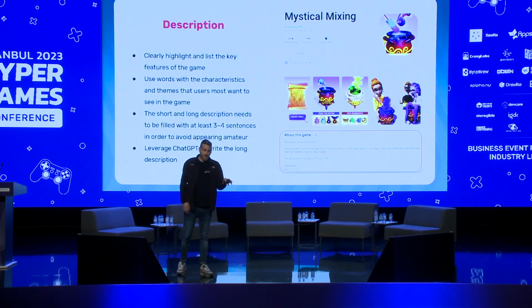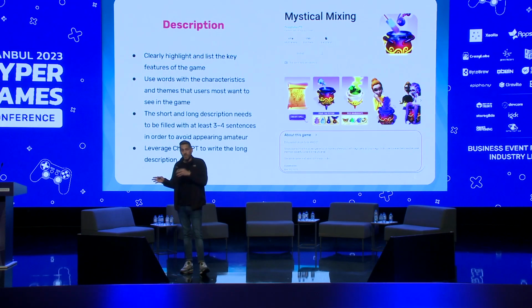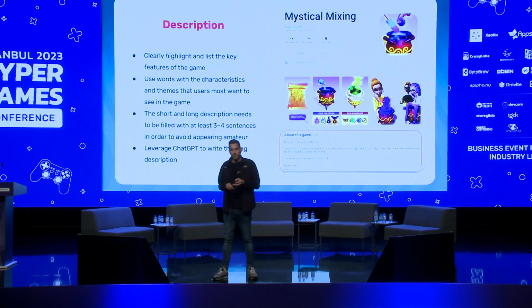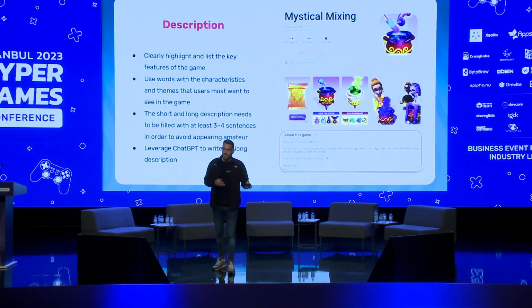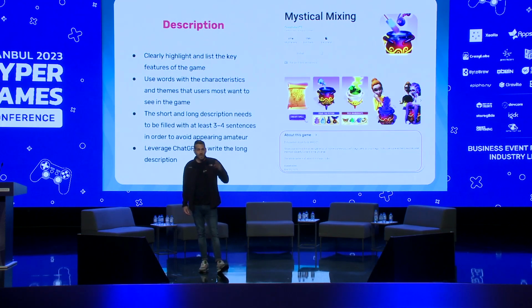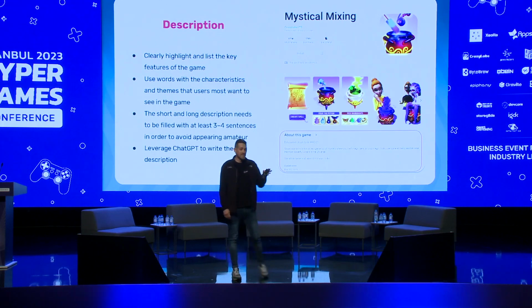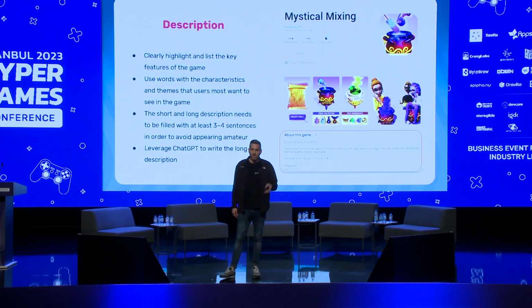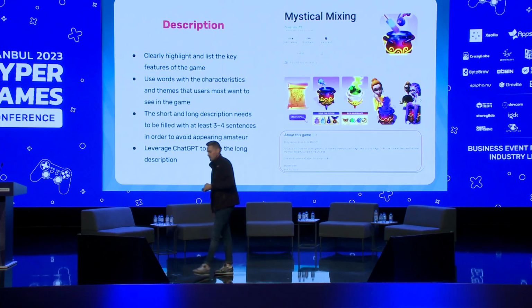So besides making sure you're including all the features and all the progress that you will have in your game, make sure that you have good keywords inside the description for users who search for the game. So for example, a game like Mystical Mixing probably should have the words mystical, mixing, magic, creature. Those kinds of words will help the user to find the game when they're looking for it. I would say the description should be around 3 to 4 different sentences, at least. It should not be too long, but definitely not too short. And if you're not the best copywriter, go for ChatGPT. It's a great place to generate a description in no time.